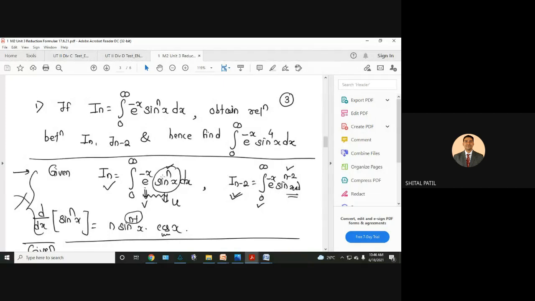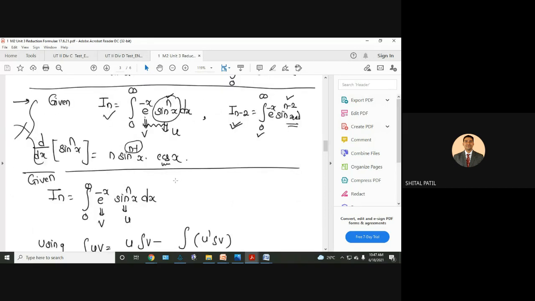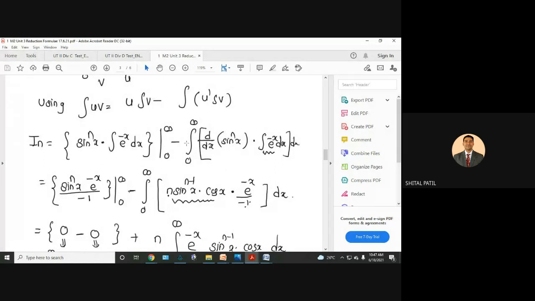For this example, we want to choose u such that the power of the sin x term should decrease. And it is possible if we differentiate this. So sine raised to n x is u, which we are going to differentiate. The remaining function is v, and no doubt, if we consider e raised to minus x as v, then only it is possible to integrate. Integration of sine raised to n x is not possible. Then we use the formula.